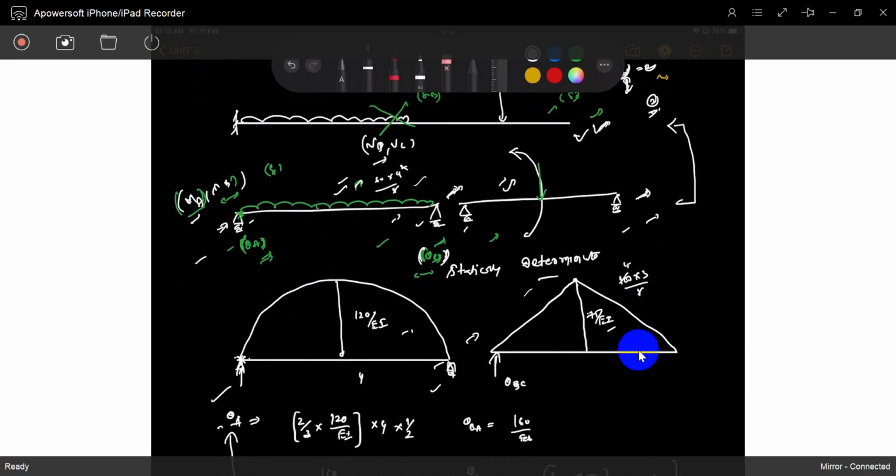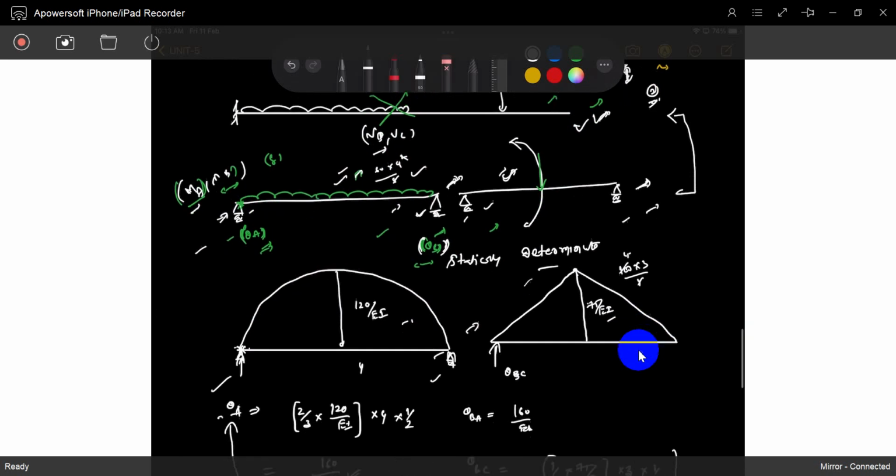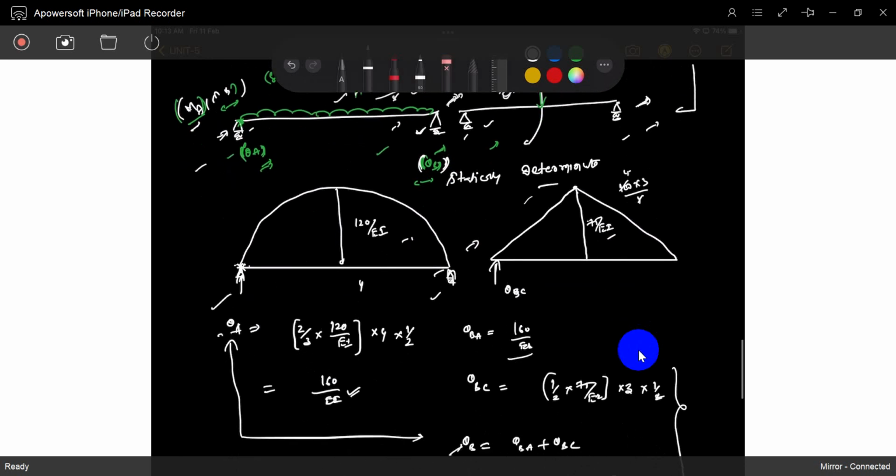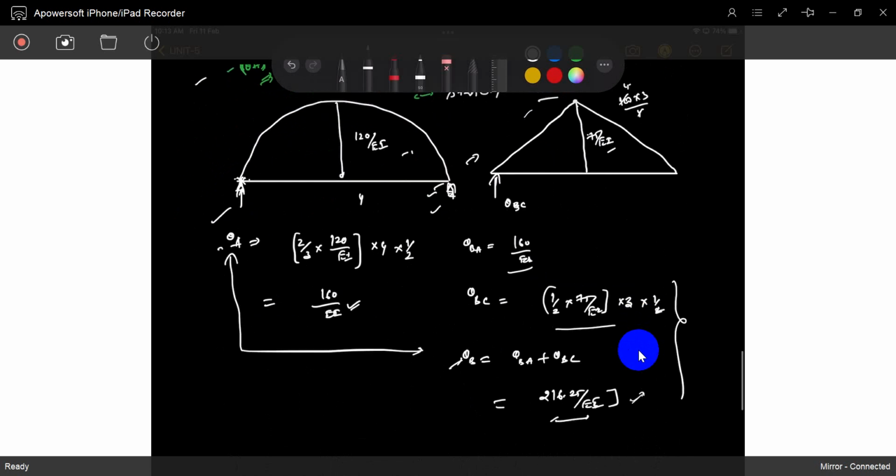Both, because this is a load, by this load you have deformation here, and by this load deformation here. So what is that? This is 160 by A. Here this value, both we add, and this will come here.